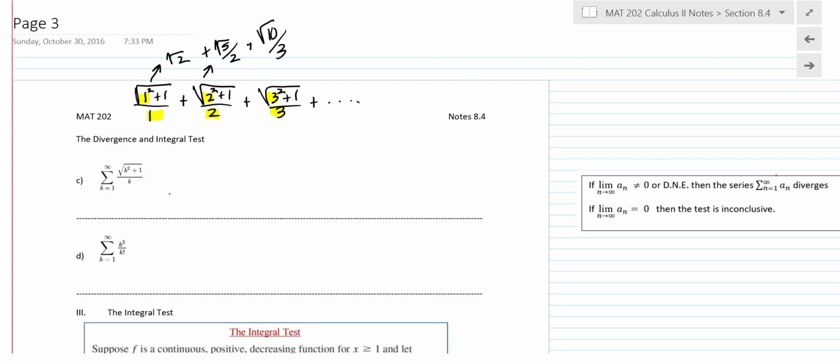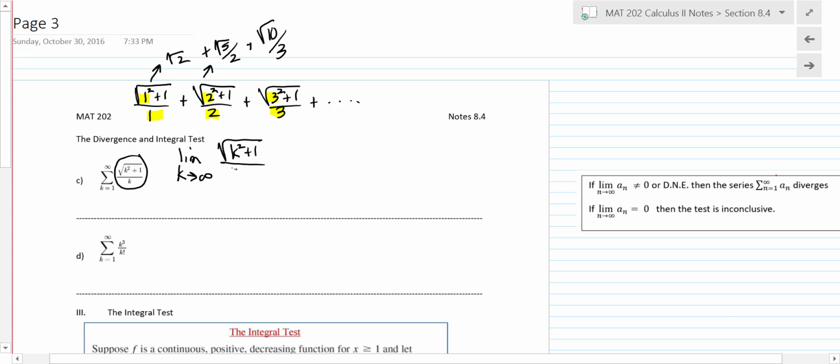So what we're going to do when we do the divergence test is take the limit as the variable k goes to infinity of the sequence. The sequence is that part right there. So we're going to work out the limit of the square root of k squared plus 1 all over k, like that. Now, let me show you how you could reason this out in your head.